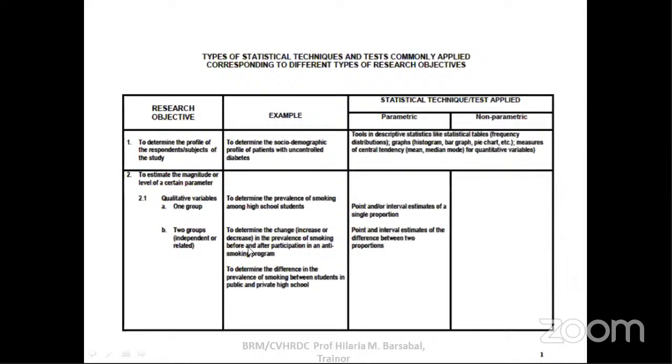Or you have two groups, to determine the change or increase in the prevalence of smoking before and after a certain smoking program or anti-smoking program was introduced. Or in this case, you now make a comparison, so you'll have a point and interval estimate of the difference between two proportions. And this is parametric. You're going to use large samples here because it is an estimation. It is a prevalence study. So z-test is used, no? So you will use the z-test for parametric.